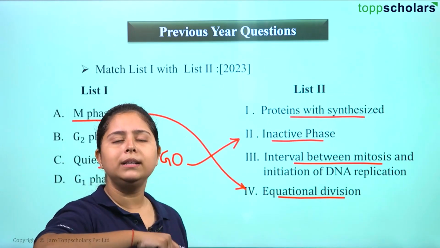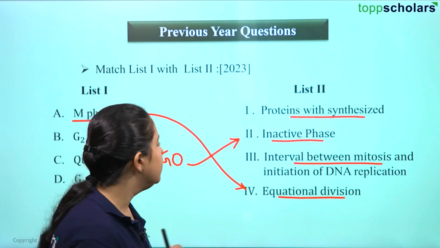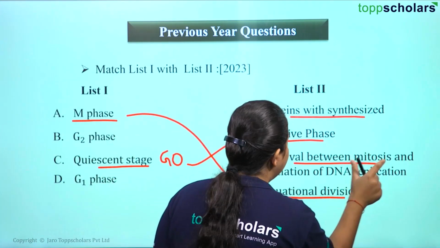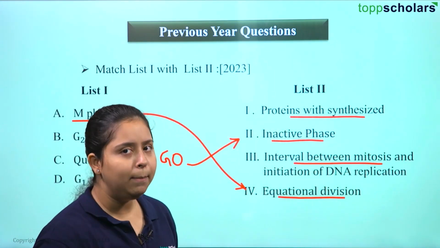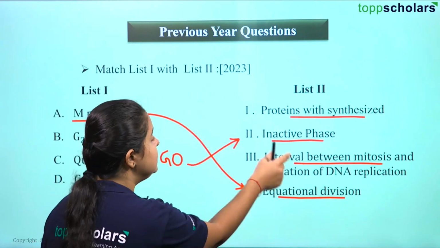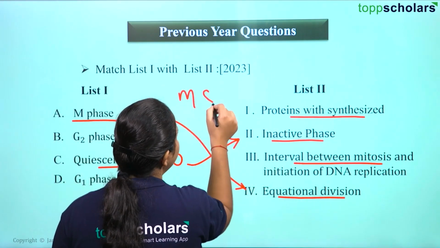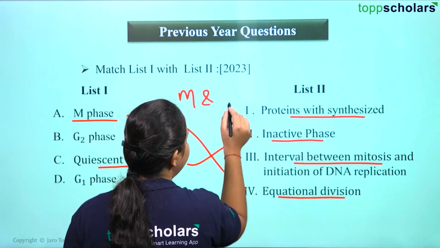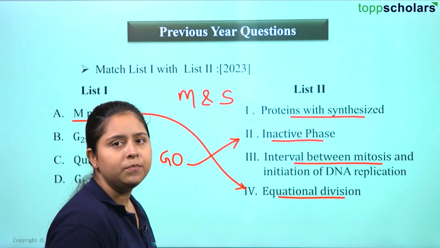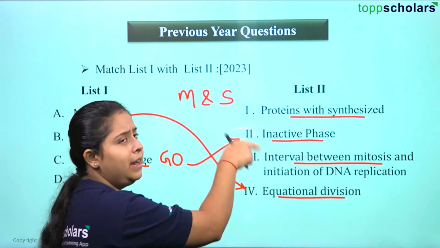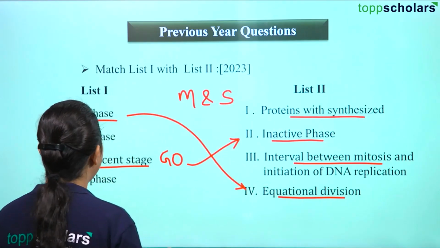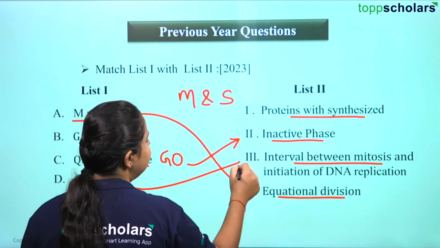You just need to remember the events in the cell cycle. So this one is the interval between mitosis and initiation of DNA replication. That means this phase is in between M, and initiation of DNA replication occurs in S phase. So which phase is in between M and S? Yes, it is G1. So D should be matched with 3.